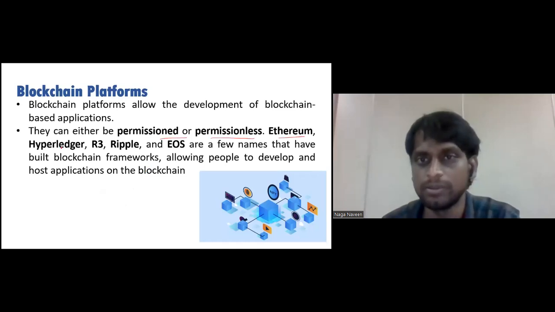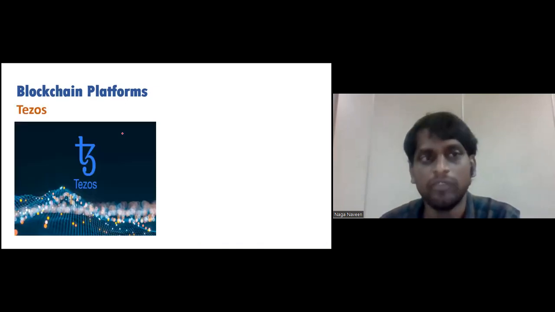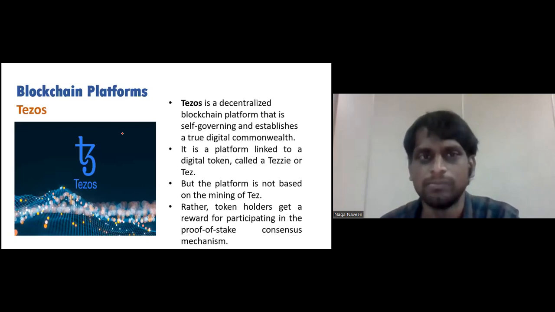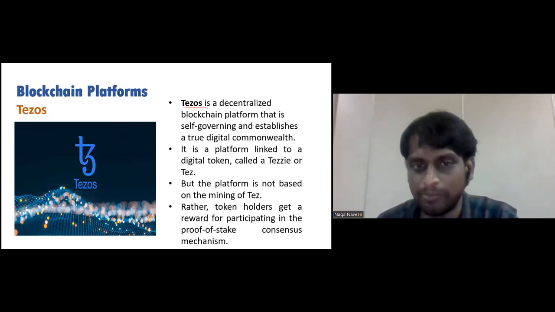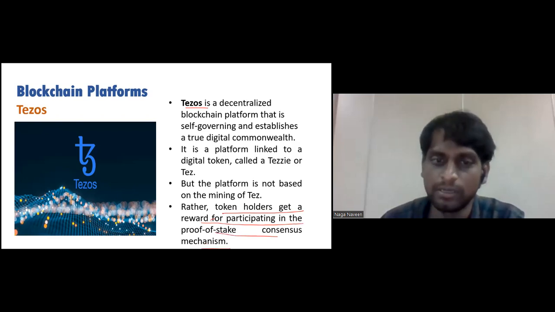What are the various types of blockchain platforms? They can be permissioned or permissionless. Ethereum, Hyperledger, R3, Ripple, and EOS are different blockchain platforms. For example, Tezos is a blockchain platform. It is not actually based on mining. Rather, the token holders get a reward for participating in the proof of stake consensus mechanism.